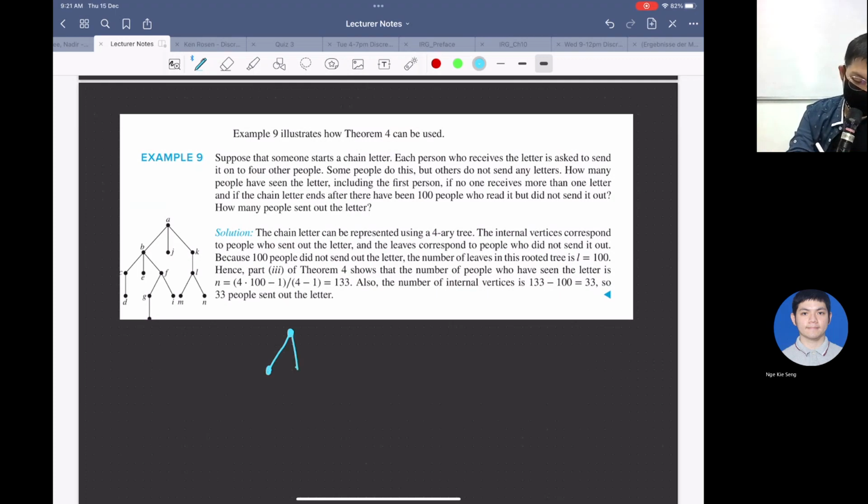You can form one quaternary. I think it's quaternary if that's a proper word. Quaternary trees. Okay, right. So either you send to 4 or you don't.